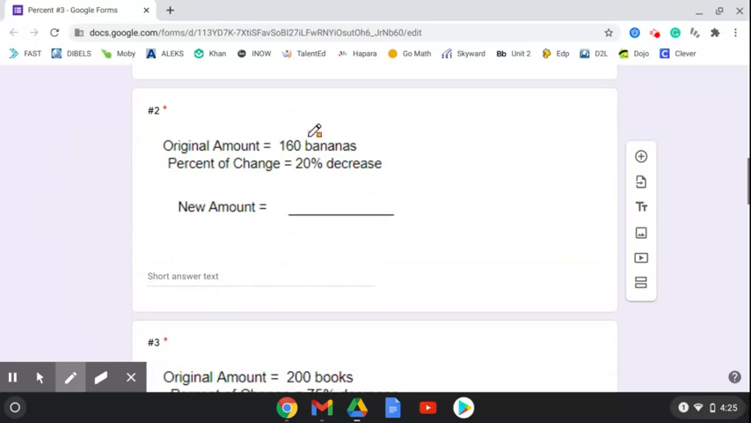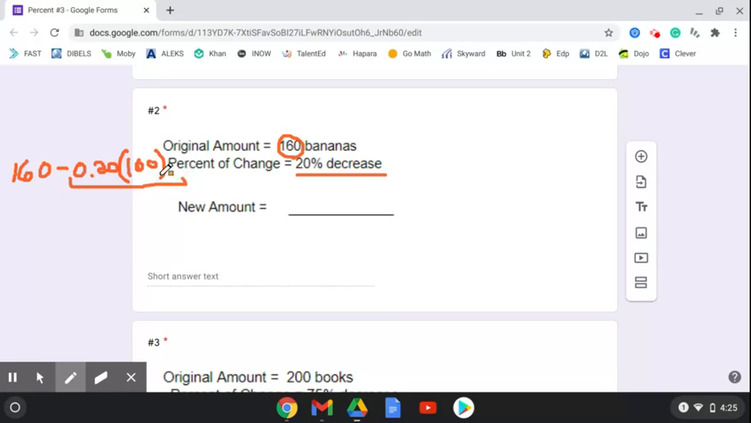Number 2, the original amount is 160 bananas. So let's start with that original amount. Okay, and the percent of change is a 20% decrease. And so obviously we're going to take away from that original amount. We're going to take away 20% of 160. So I need to write 20% as a decimal, 0.20. I need to take away 20% of, that's why I'm putting the multiplication parentheses here because I'm multiplying 20% times the original of 160.